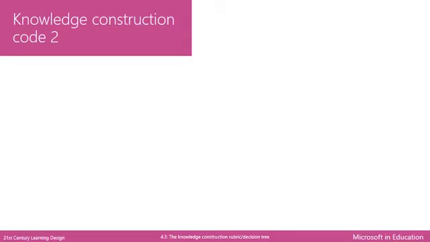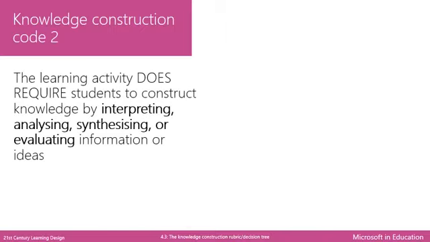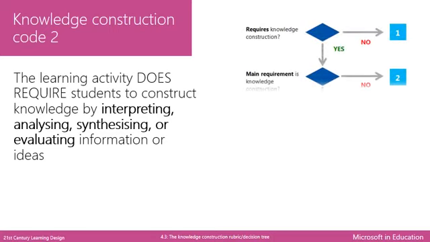Excellent. As I said, the first question asks if the learning activity requires knowledge construction. If the answer to this question is yes, then I ask if the main requirement is knowledge construction. If the answer is no, the learning activity is coded at a 2. In other words, the learning activity does require students to construct knowledge by interpreting, analysing, synthesising, or evaluating information or ideas. But the activity's main requirement is not knowledge construction.